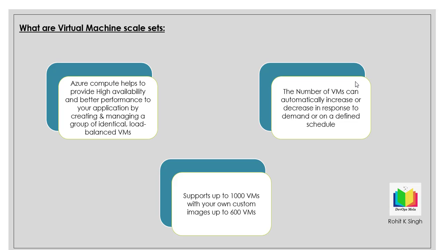On a schedule basis. And there are other cases where you don't know when there will be a high demand on my website. At that time, you can have metrics like if there is a CPU spike, if there is a memory spike, if there is a network in and out spike. There are other metrics using which you can automatically scale your VMs up and scale your VMs down.